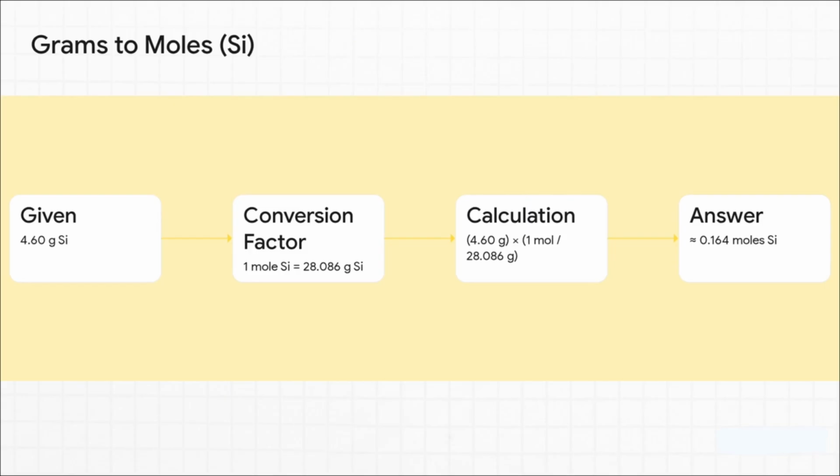Here's how it's done. You always start with the number you're given, the 4.60 grams. Then, we're going to use the molar mass from the periodic table to build a fraction. The key here is to set it up so the units you don't want cancel out. Since we want to get rid of grams, we put the 28.086 grams part on the bottom of the fraction. The grams cancel out, leaving us with moles on top. You run the numbers, and you get about 0.164 moles of silicon.